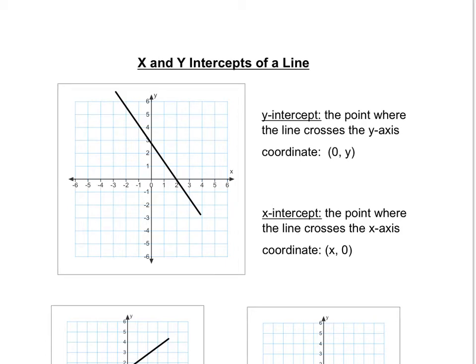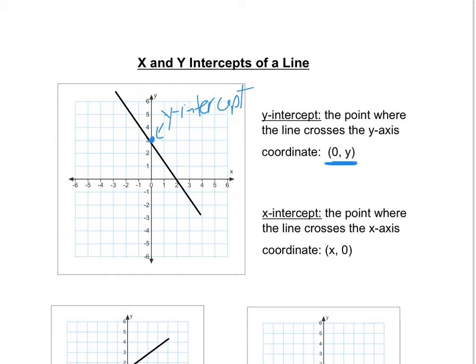In this video, we are discussing the x and y intercepts of a line. The y-intercept is the point where a line crosses the y-axis. So on this graph here, this is the y-intercept. The y-intercept can be stated as just a value or as a coordinate. When it's written as a coordinate, remember if it's on the y-axis, well then the x value is 0. And the y value is where it crosses the y-axis.